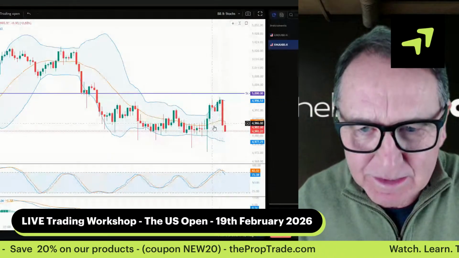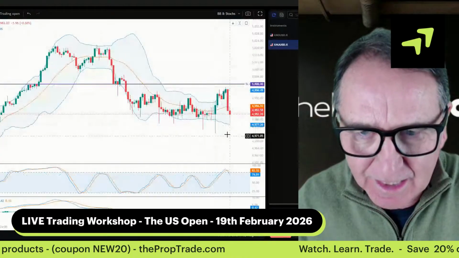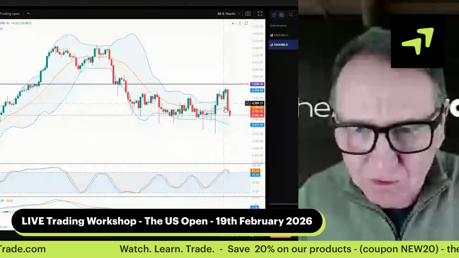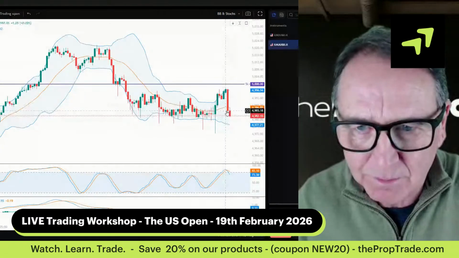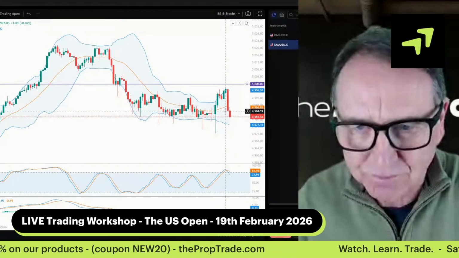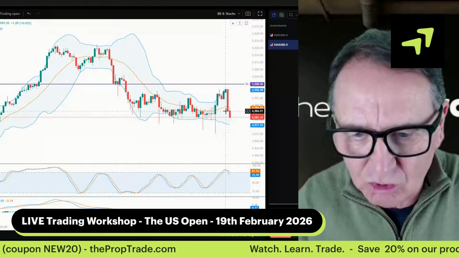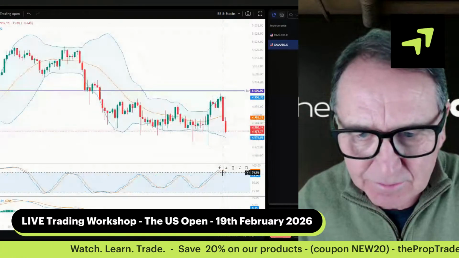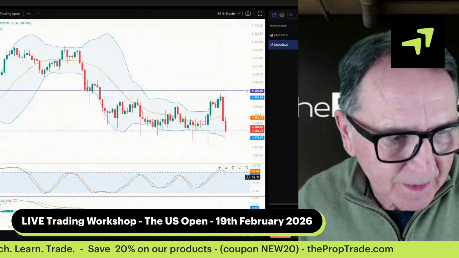Gold's moved down quite substantially there in that 5-minute chart. That would have been a short there. It's already smashed through the bottom of the Bollinger Band and the midline on this strategy on that first candle. So that's a short there, confirmed by the cross of the K and the D line on our stochastics.